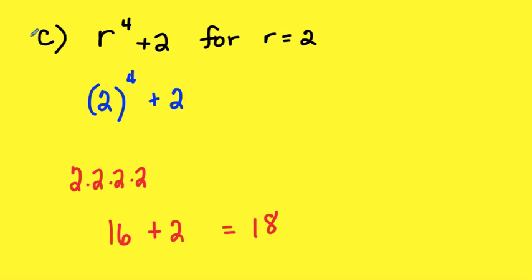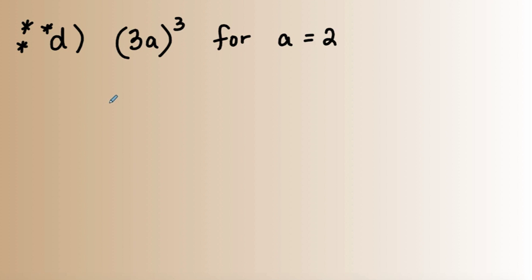All right, a couple more. Oh, look at this one. 3a cubed. So 3a is in parentheses, and a is equal to 2. So that means I'm going to do 3 times 2 cubed. Because remember, if there's no symbol there, it is multiplication.